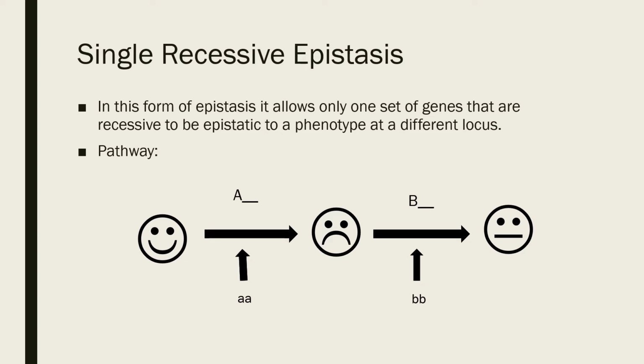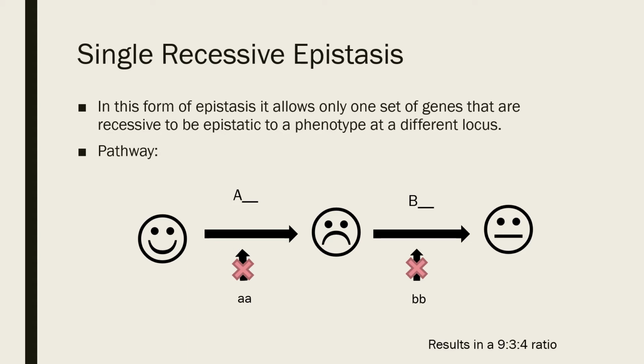So, for example, if there was a double A recessive allele, then the pathway would stop there and the organism would have a smiley face in this case. But if there was a big A allele, then it would move on to the sad face. And if there was two recessive little b's, then it would stop at sad face. However, if there was a big B, then it would continue onto the more stoic face.